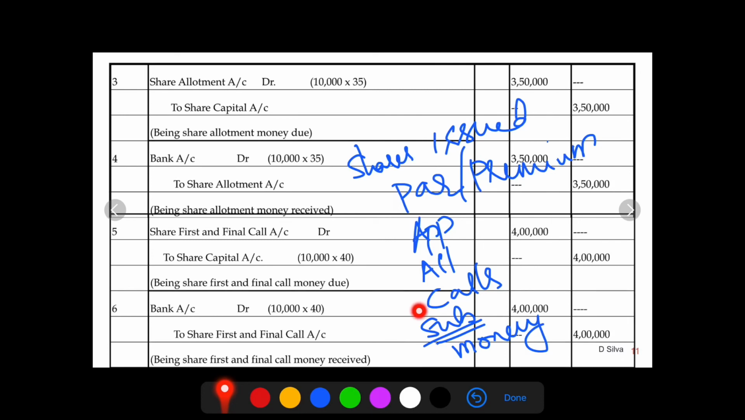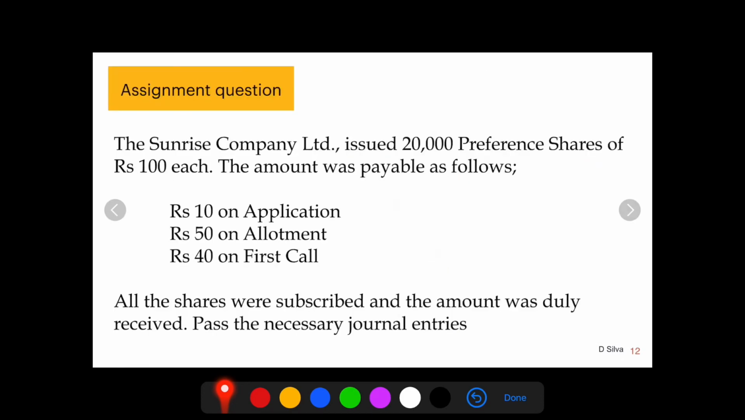So with this, here you have your assignment question. Work it out, and you can observe in this assignment question it says the company has issued preference shares. So therefore do mention preference in front of shares while you're writing the journal entries.